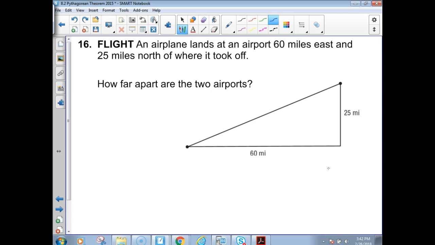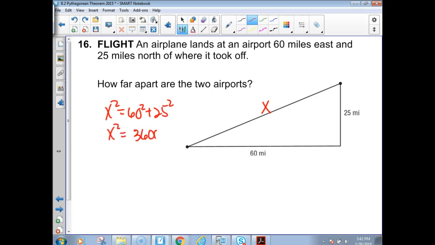An airplane lands in an airport 60 miles east and 25 miles north, as in the diagram. Of course, this is north, and this would be to the east, but that doesn't matter. Let's just say we've got the Pythagorean theorem. We're going to be finding the hypotenuse. This is how far apart the two airports are. So x squared equals 60 squared plus 25 squared.